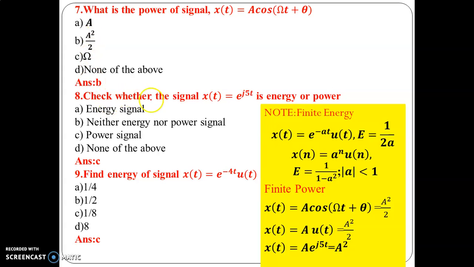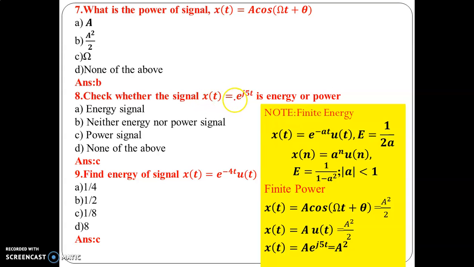Now, check whether the signal x of t equal to e power j phi t is energy or power. So this signal is related to this particular signal, x of t equal to a e power j phi t. Already I told you such a type of signal has finite power. So this signal is said to be a power signal. So the correct option is option C.